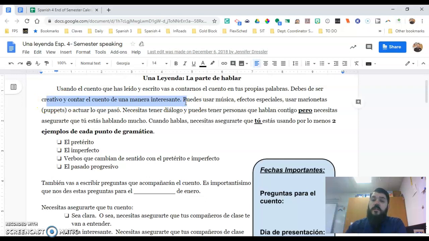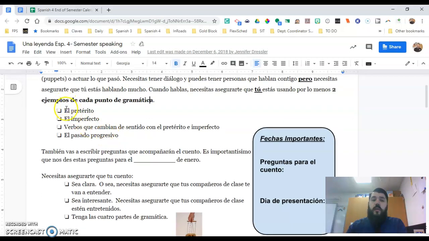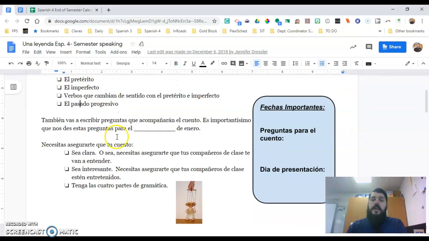You can use music, special effects, marionettes, puppets, to act out what happened. You should have dialogue in this. And there can be people who speak with you, but you need to be the main person talking. And you need to have at least two of the following: preterite, imperfect, verbs that change meaning, past progressive.